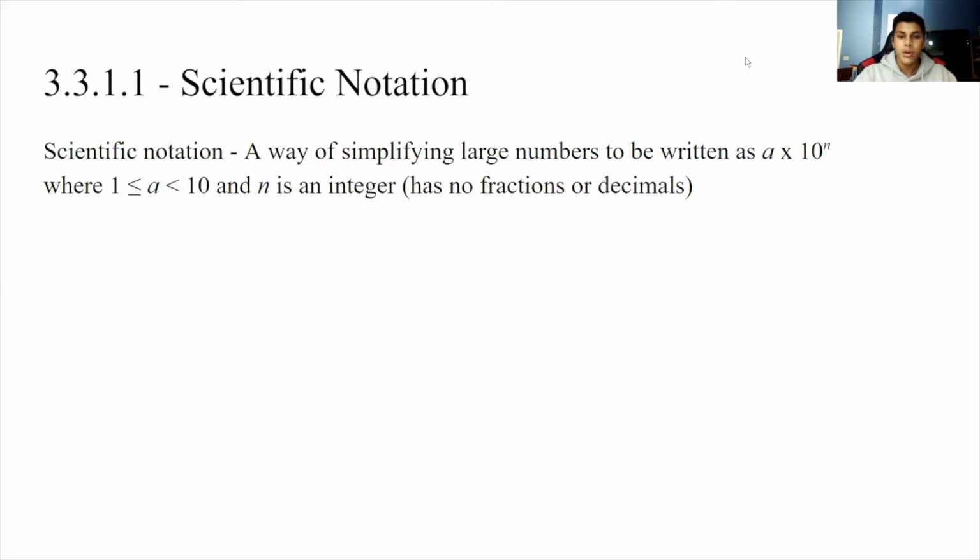There are two main concepts in number theory Meet 3 that show up a lot, and scientific notation is the first one. So that's what we're going to be starting with. So what is scientific notation?